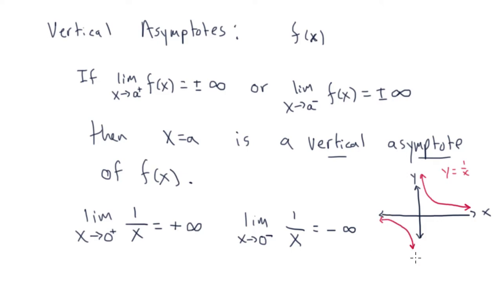So it's a very simple application, but as I said, it will come back again and again, and we will typically be able to reduce problems of finding vertical asymptotes to one of these two cases, whether we're going to plus infinity or minus infinity, to then justify why we have a vertical asymptote.